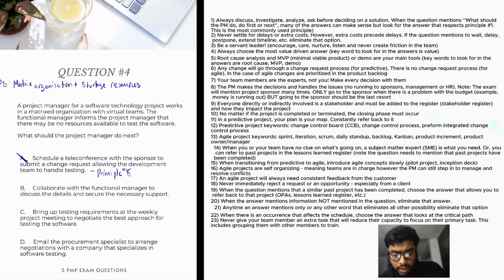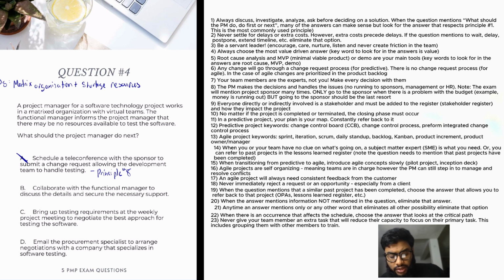Anyways, collaborate with the functional manager to discuss the details and secure necessary support. I love this. Taking a step back, you're collaborating. Principle number 1. With the functional manager, this is the person in charge. So remember this little hack. If the question itself mentions a specific person, it's okay if the answer mentions that person as well. If the question mentions the sponsor, meaning the sponsor is a part of the situation, and then the answer mentions the sponsor, don't eliminate that. It's obvious that the answer would mention the sponsor because the question mentions it. So in this case, the functional manager is mentioned in the question. It makes sense to go to the functional manager.